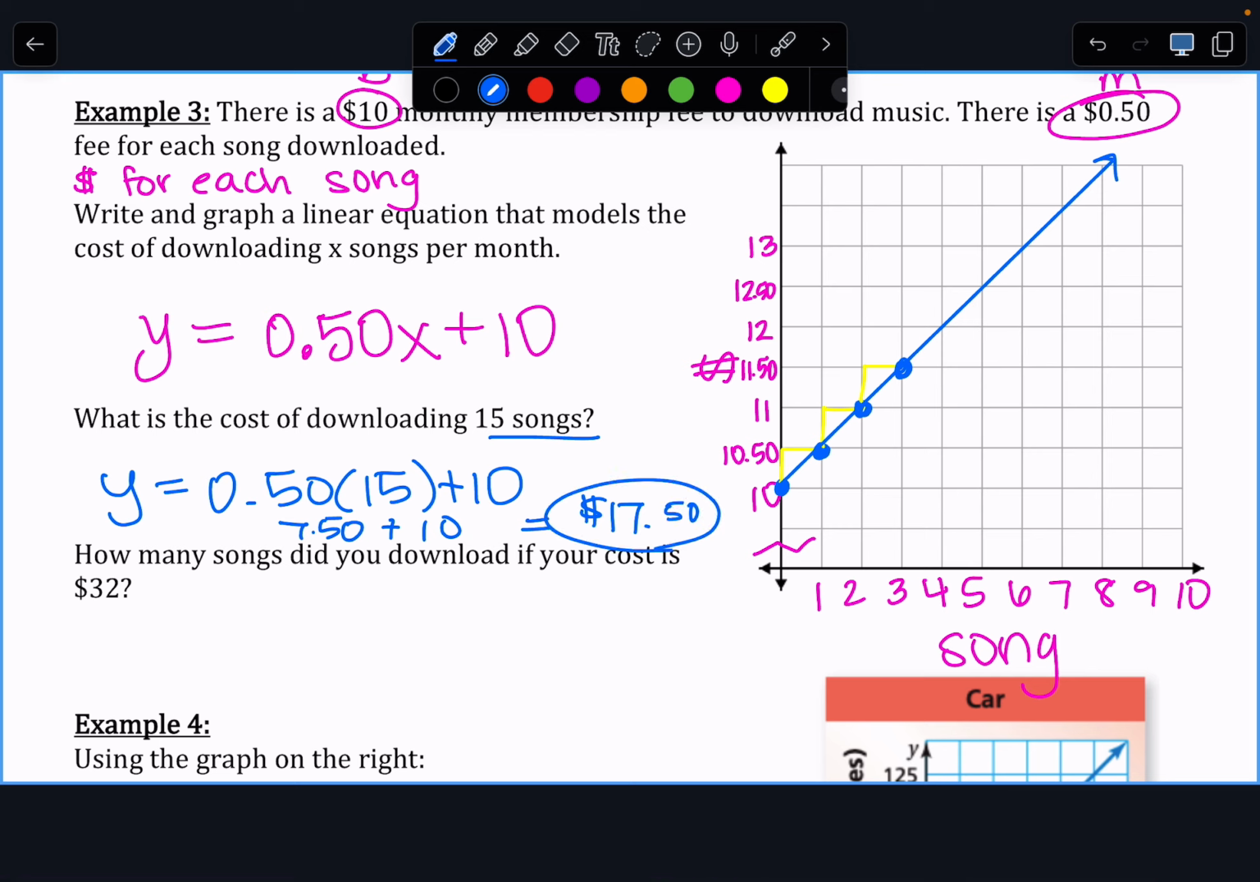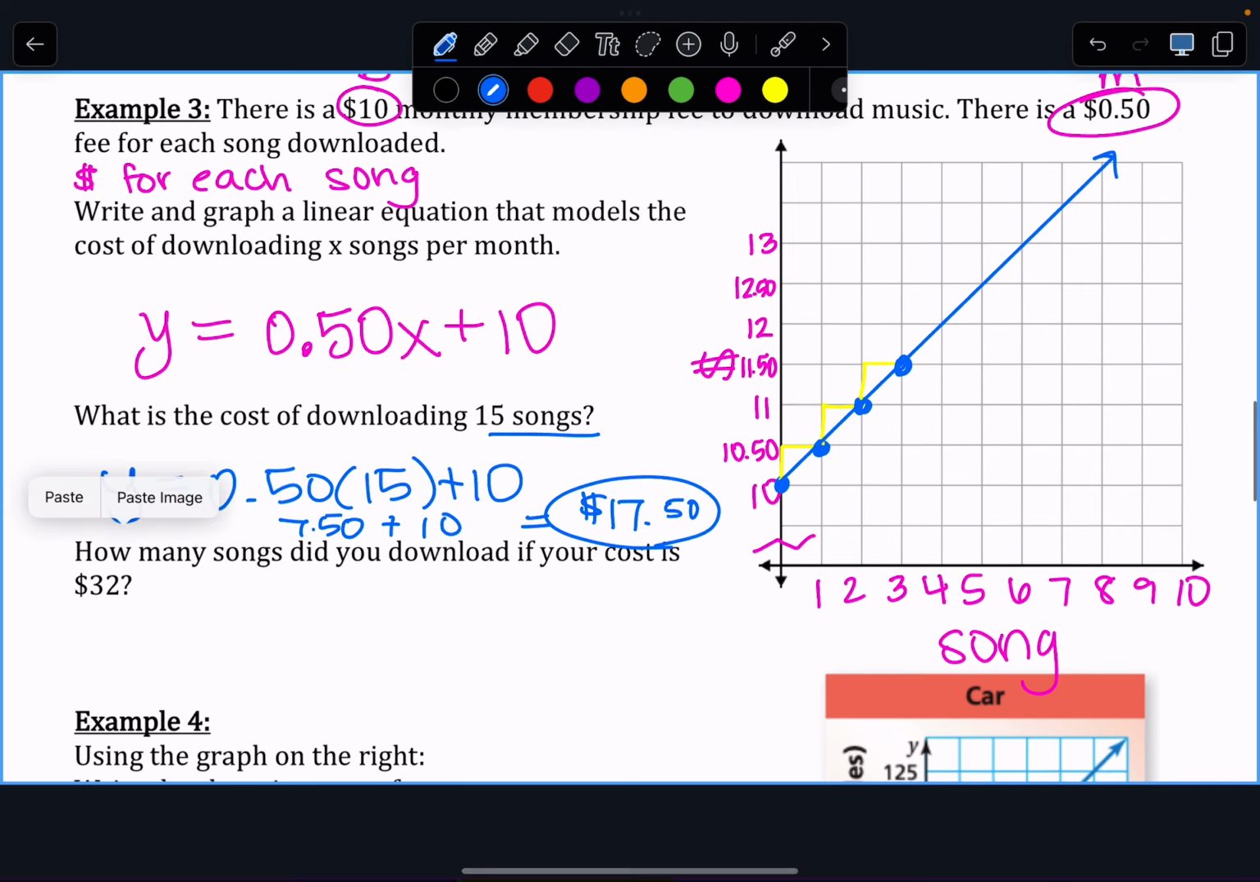Did you know that when I was your age, we downloaded music, or bought CDs, but mostly I would download music and then burn it onto a CD. So it's probably kind of old, but it's interesting. Okay.